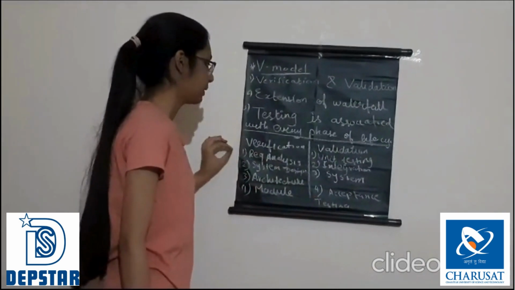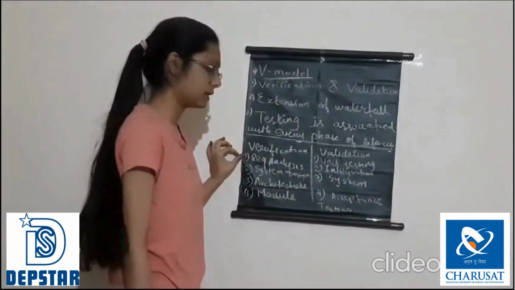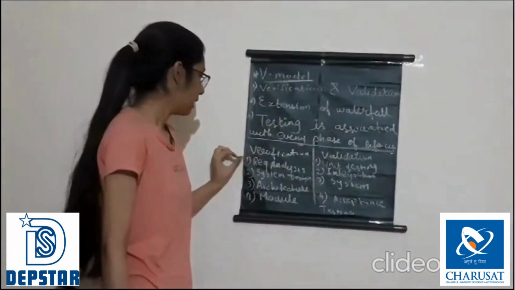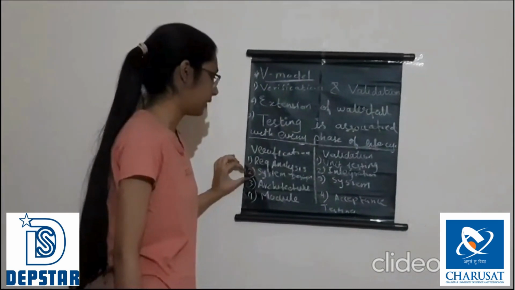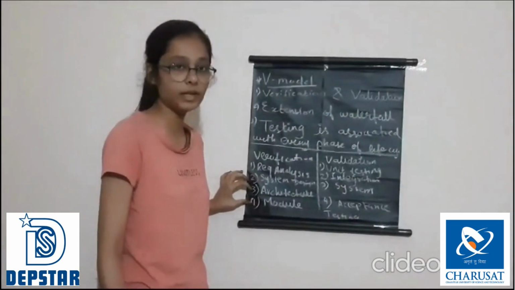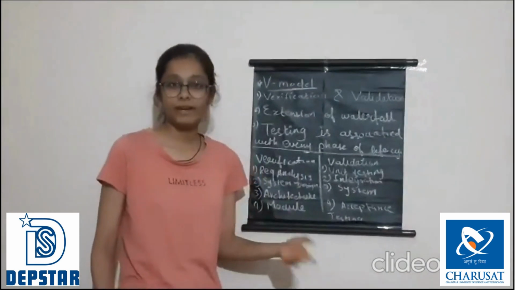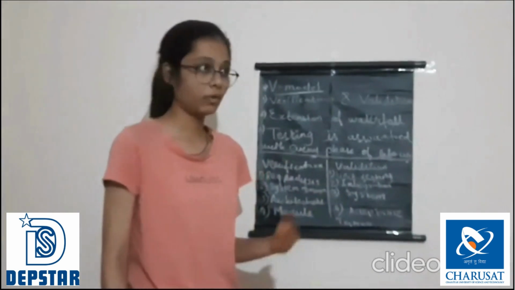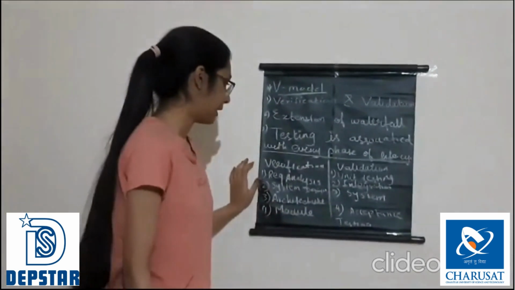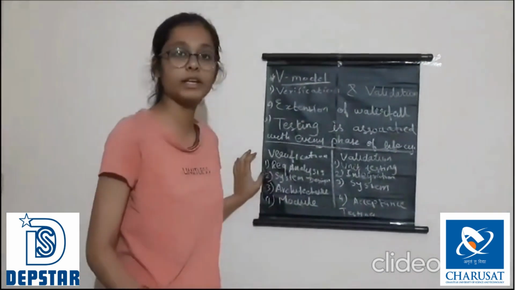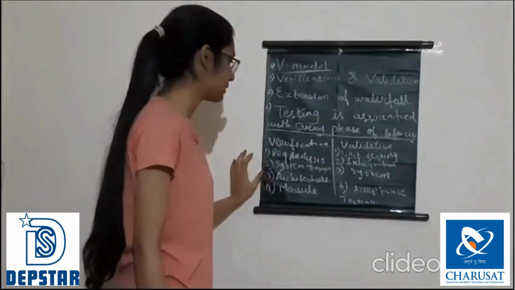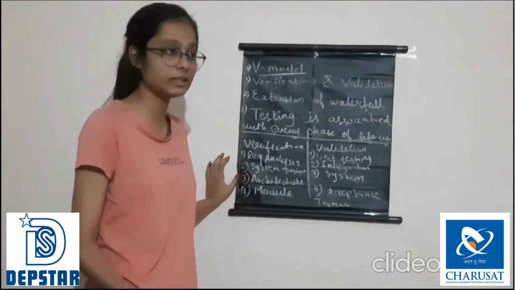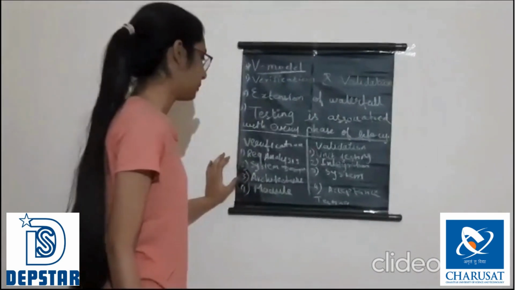When we talk about requirement analysis in verification, it's basically what we require: we gather it and we analyze it. For system, architecture and module design, let's take an example. When we want to build a house, first we design the whole house. That can be considered as system design. Then we design each and every floor, that can be considered as architecture design, and on each and every floor we design the rooms, that can be considered as module design.